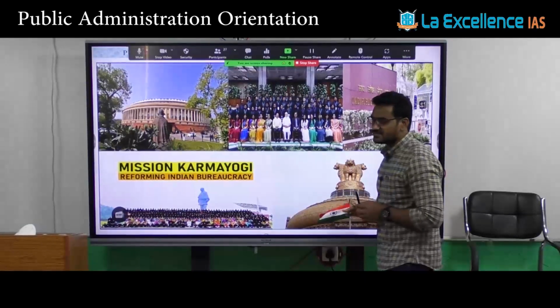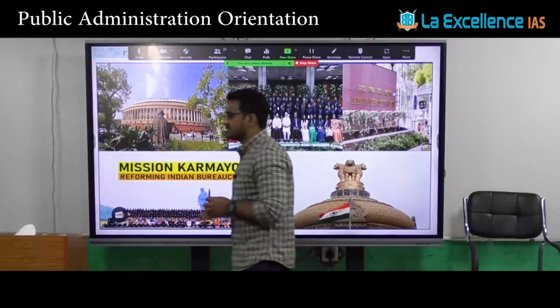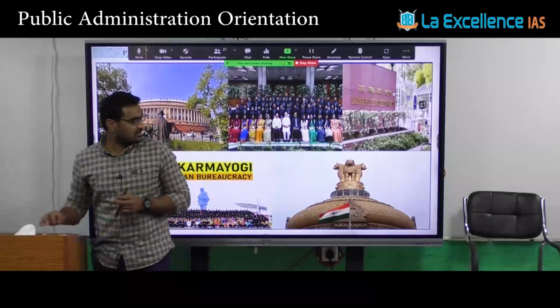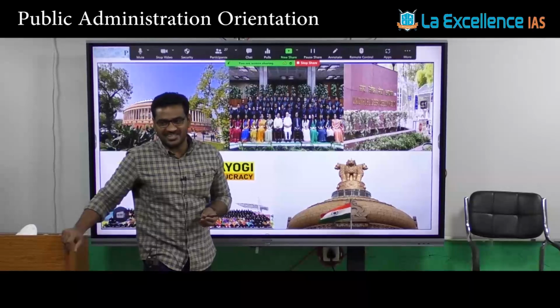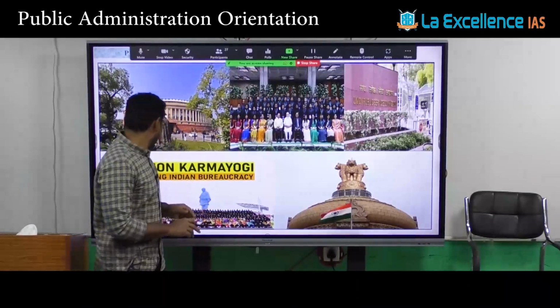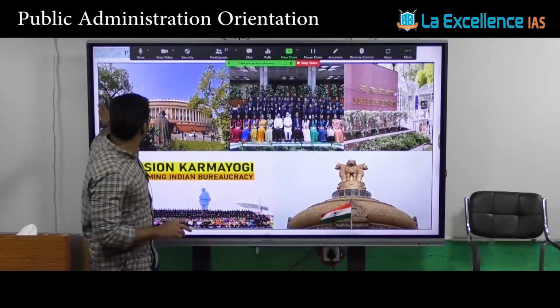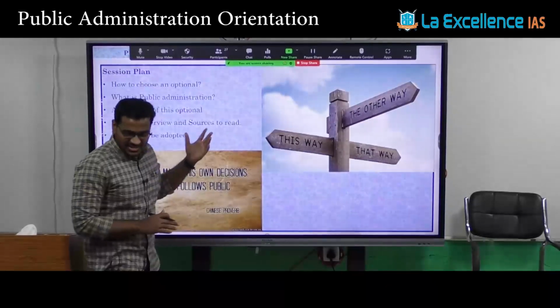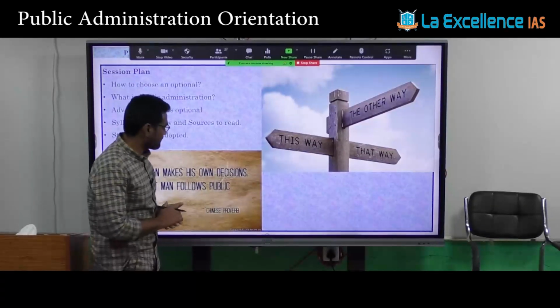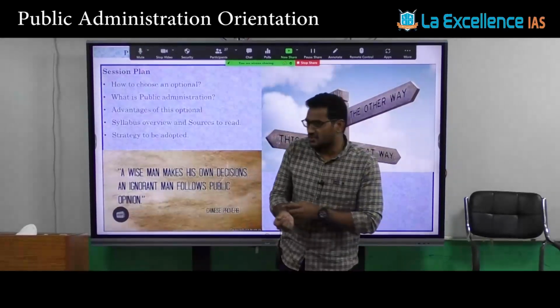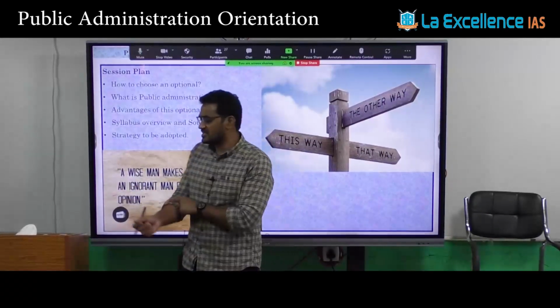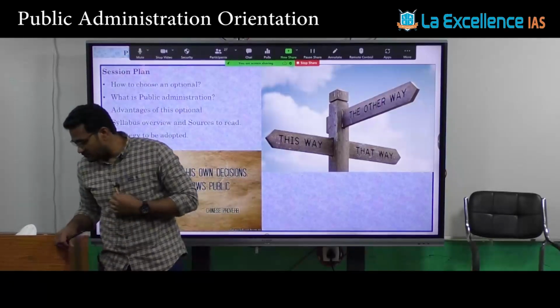You know these images. I think you are familiar with these images, right? I hope you know this person. No doubt, right? Okay, fine. So this is the session plan: how to choose an optional, what is public administration, what are the advantages of this optional, and what is the strategy that you have to follow.